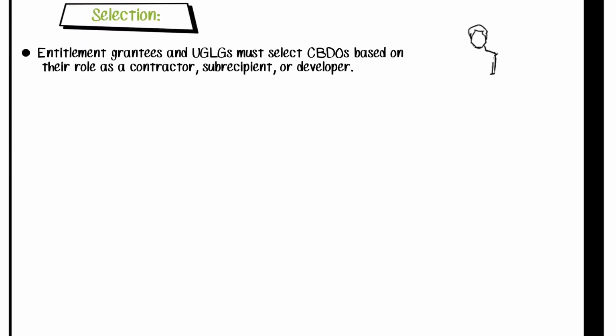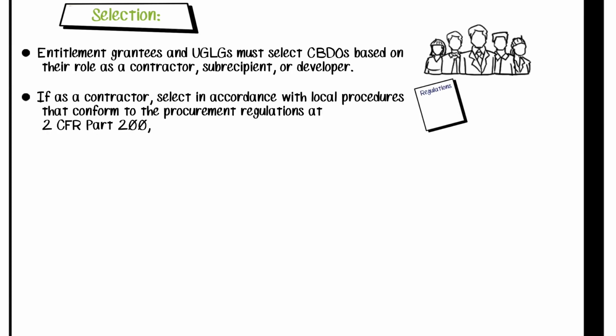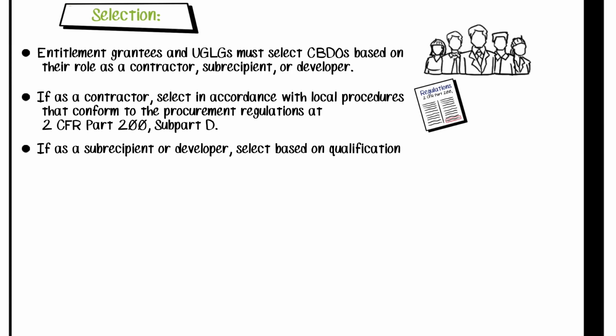In contrast, an entity that supplies goods and services at an agreed-upon rate or price is considered a contractor. When a grantee or subrecipient hires a contractor, the contractor must be procured according to the procurement regulations. The process for selecting a CBDO depends on the nature of the contractual relationship. If the CBDO will act in the role of contractor, entitlement grantees and units of general local government follow their local procurement requirements that conform to the procurement regulations.